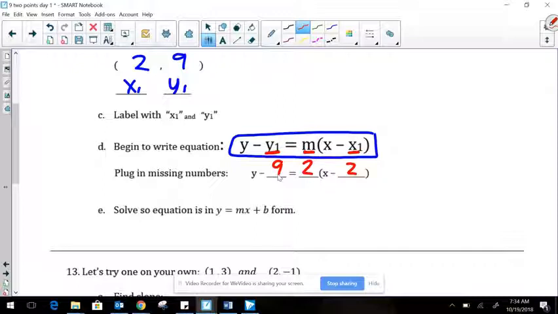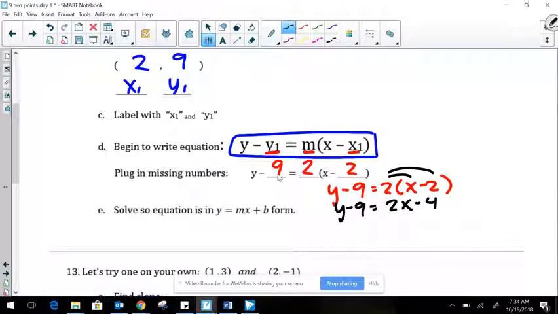Now it says solve, so the equation is in y equals mx plus b form. Okay, so let me rewrite this in my own writing. So y minus 9 is equal to 2 times x minus 2. I need to first distribute. Okay, so I have y minus 9 is equal to 2x minus 4. Now I want y by itself, so I'm going to add this 9 to the right side. So plus 9, plus 9. So then I'm left with y equals 2x, then negative 4 plus 9 is positive 5.